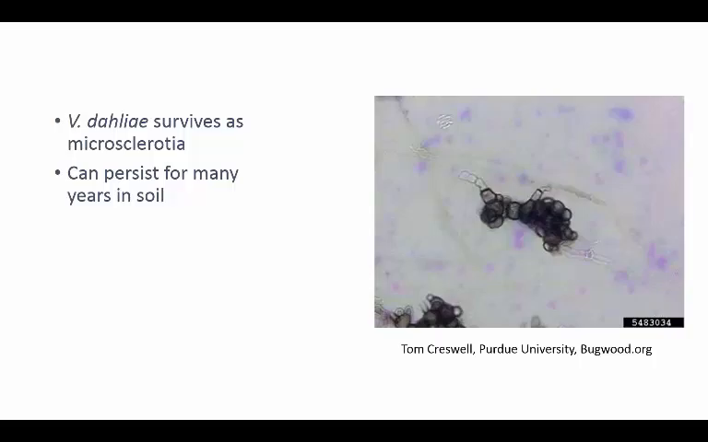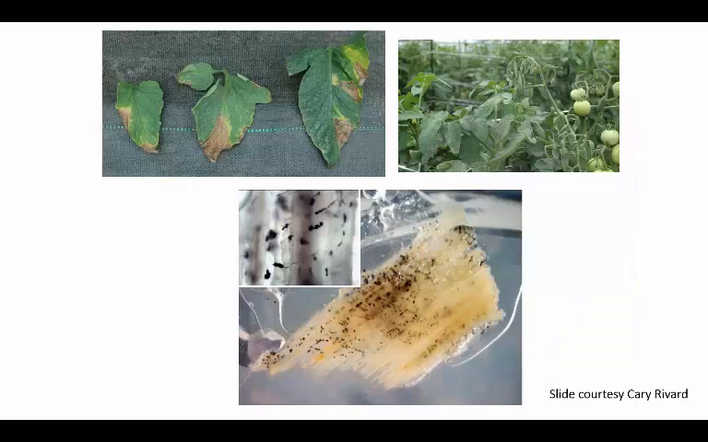So this picture shows a microscopic image of a microsclerotia. Here are some more symptoms of the disease. So we see the symptoms on the leaves, and some wilt in the plant, and another image showing those microsclerotia in some plant tissue.